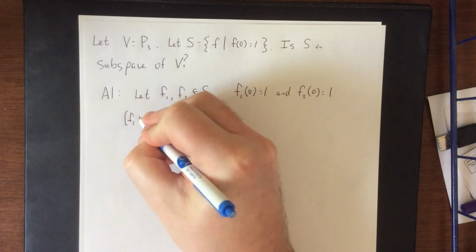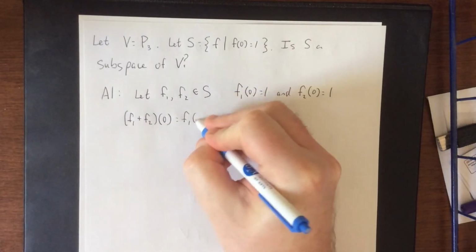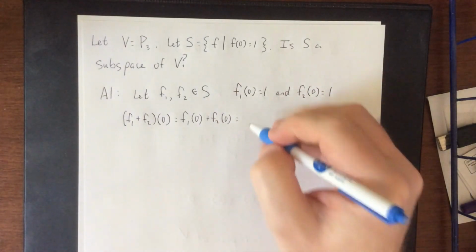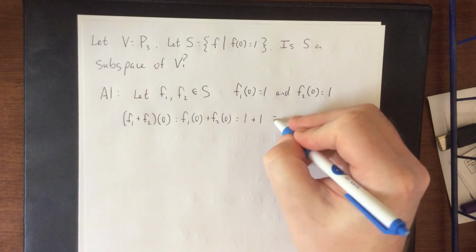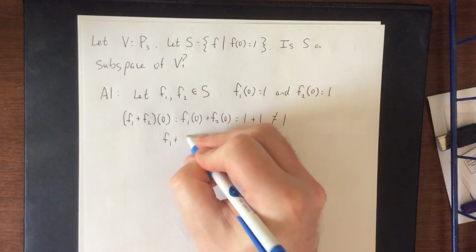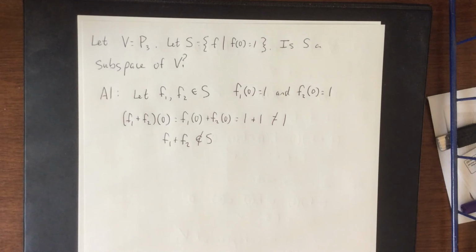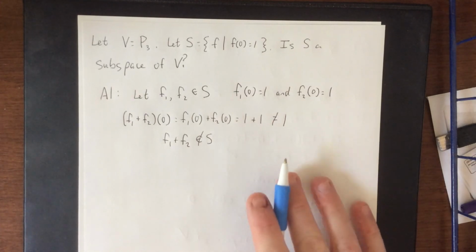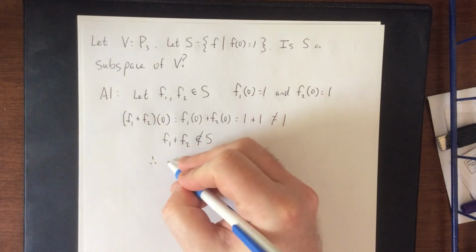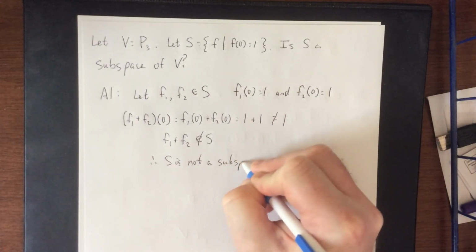However, if I were to take f1 plus f2 evaluated at 0, that would be f1 of 0 plus f2 of 0. According to the property, that would be 1 plus 1. Unfortunately, that is not equal to 1. As such, f1 plus f2 is not an element of S. Now, we only need any one of these 3 properties to break down before we are allowed to draw a conclusion about this. Therefore, S is not a subspace of V.